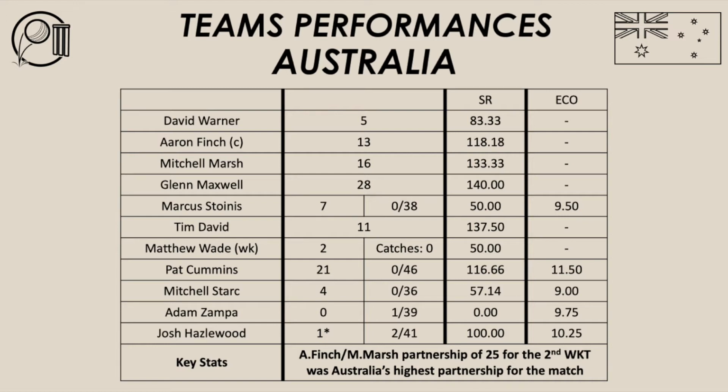The likes of Cummins has been expensive. He went at 11.5 runs per over in this game. Mitchell Starc was off the boil. He went for 9 an over. Adam Zampa took a wicket, but he went for 9 runs an over. Josh Hazlewood took 2 wickets, going at 10 runs an over. So he was off the mark as well.